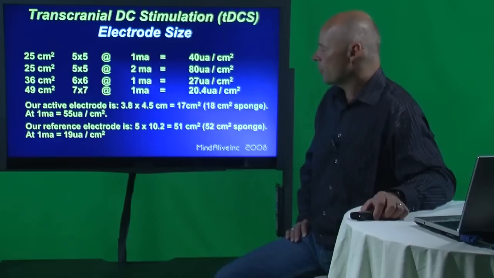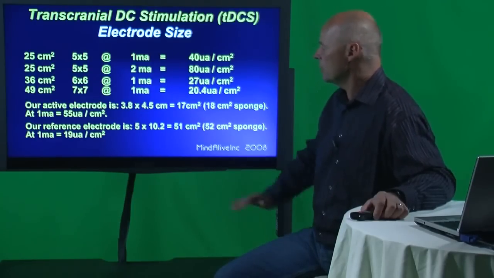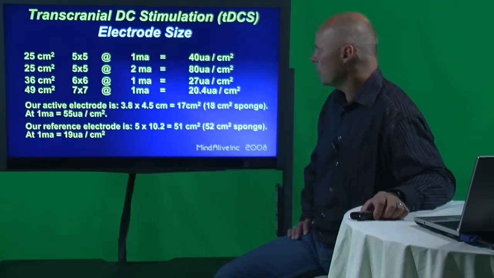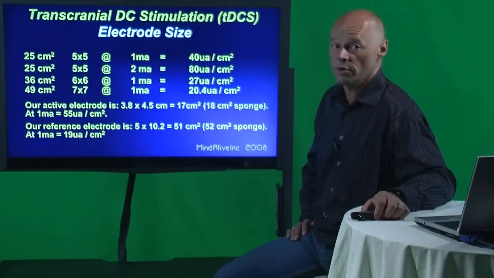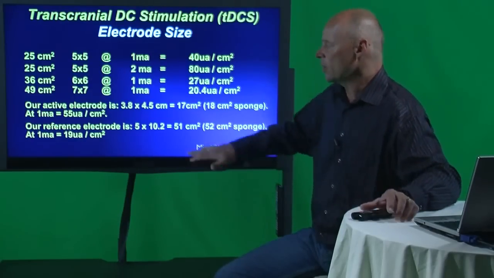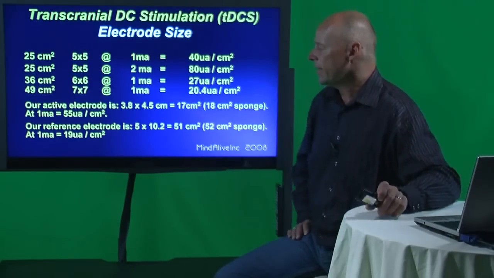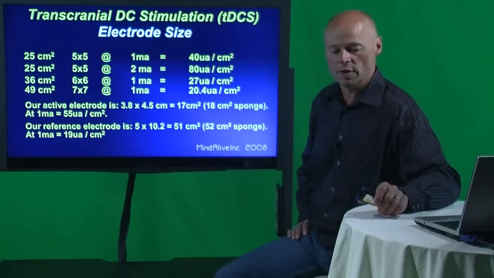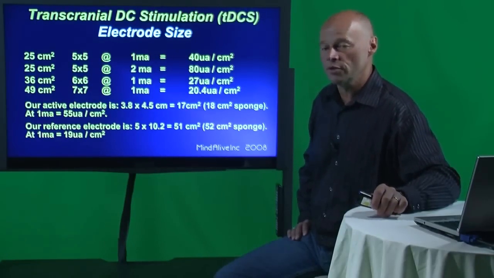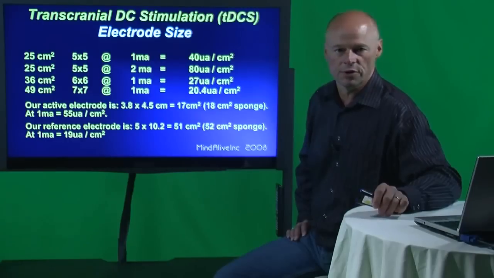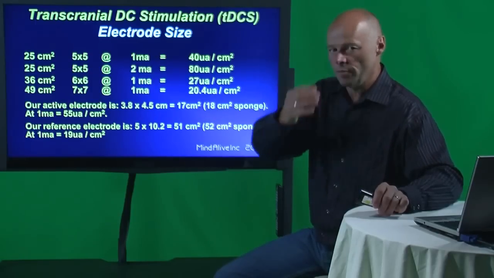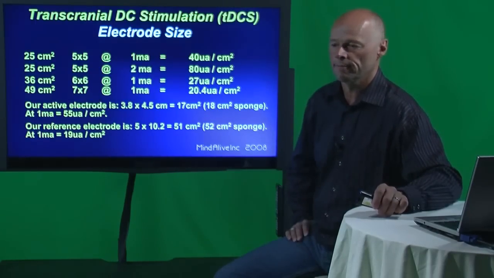Our reference electrode is 5 by 10.2 centimeters, yielding 51 square centimeters, and probably 52 square centimeters because the sponge spreads it out a little bit. And that yields 19 microamps per square centimeter. And the reference electrode is indeed very comfortable to use on another part of the head or a contralateral shoulder, or even a neck placement in the case of prefrontal or frontal lobe work.